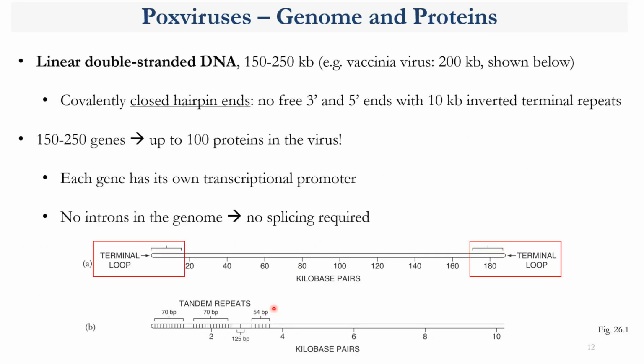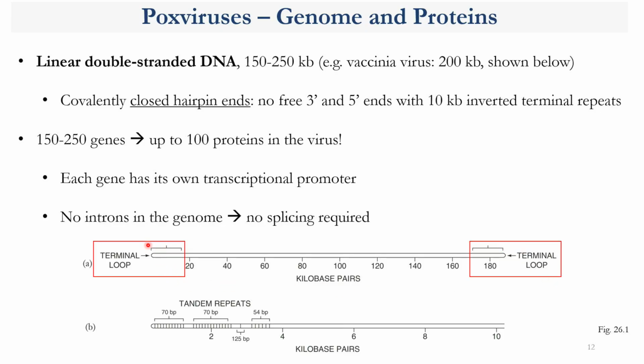All right, so let's get to the genome and how this virus works. So it's a linear double-stranded DNA virus. I think this is the first virus that we are seeing that has a linear double-stranded DNA genome. It's fairly large, anywhere from 150 to about 250 kilobases. The vaccinia virus is about 200 kilobases, and that's what is shown here. And one thing you'll notice is it has these hairpin structures on either end. So these are covalently closed hairpin structures, or hairpin ends.